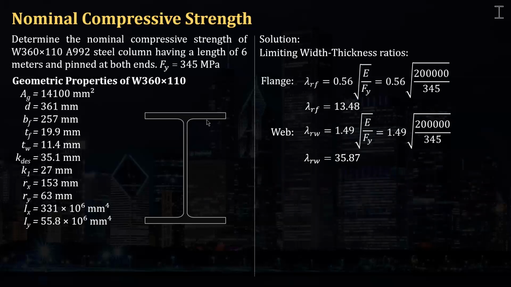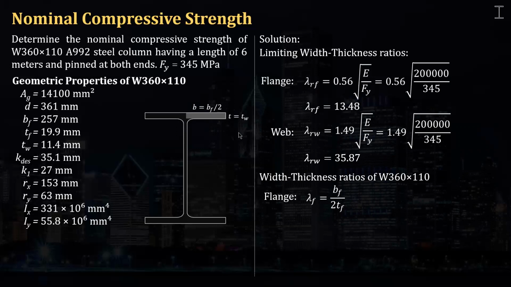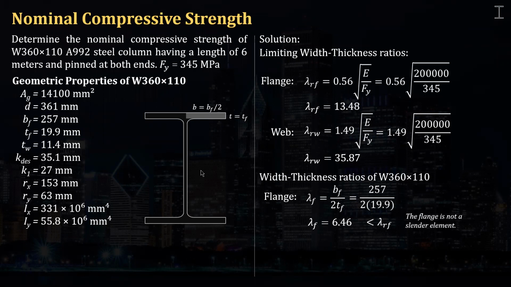So let's calculate the width to thickness ratio of this given W shape. For the flange, that is half of the width of the flange over the thickness of the flange. Solving for that, that is bf over 2tf, and that is 257 over 2 times 19.9, and that will give us 6.46. Now, this is less than 13.48. That means the flange is not a slender element, so it won't fail in local buckling.